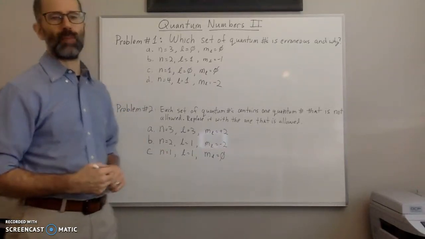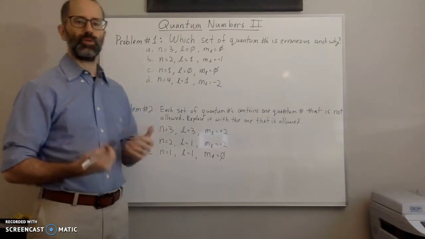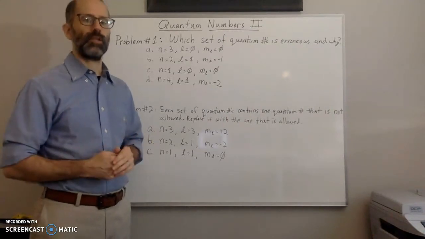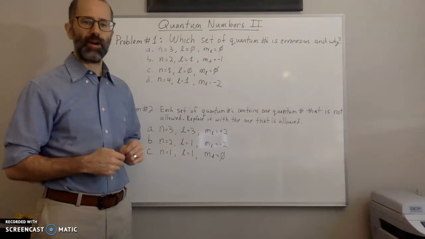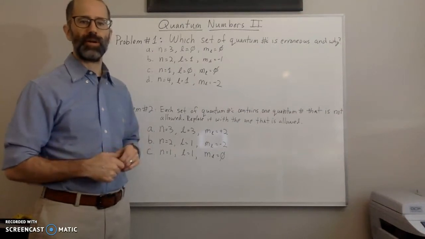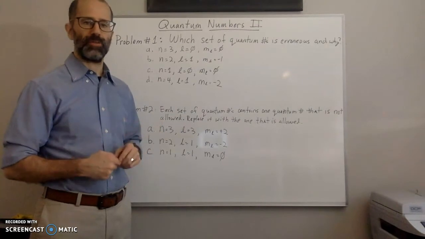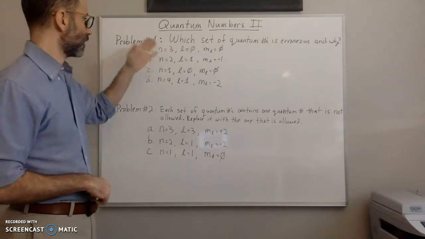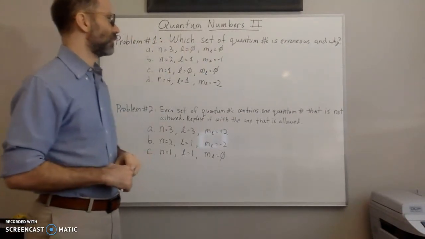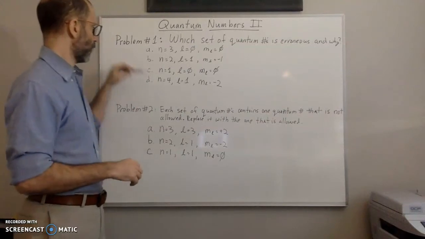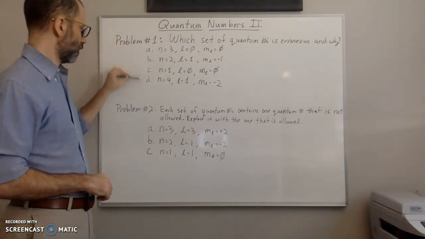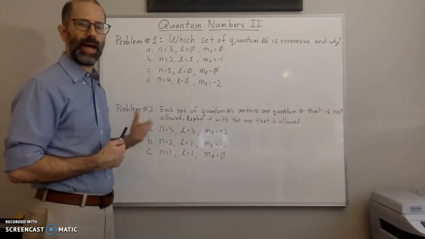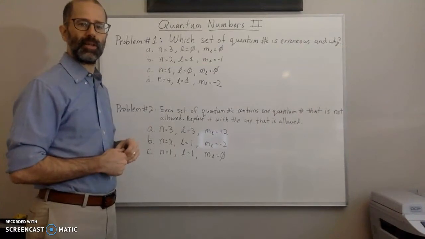I'm Mr. Cobalt, and in this video I'm going to be going over two more quantum number problems. In these problems, you're given the quantum numbers and there's a mistake, an error somewhere. You need to point out where the error is and even replace it if it asks you to. So in the first problem here, it's asking which set of quantum numbers is erroneous and why. We have four sets of quantum numbers, and one of these sets has an error in the quantum numbers.